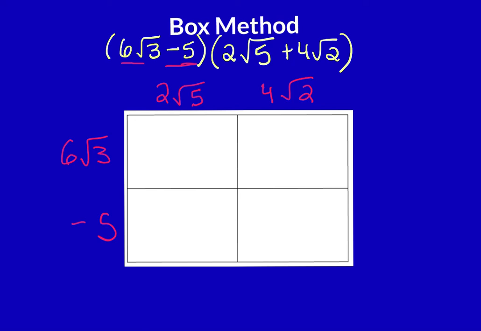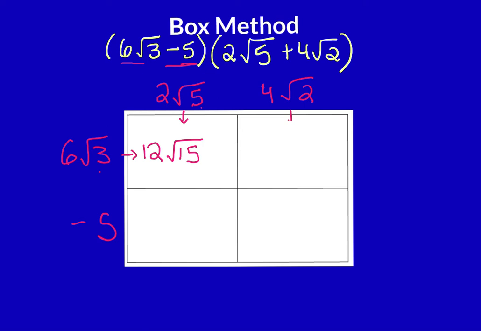It's kind of like a multiplication chart. To fill in this box, I'm going to do 2 square root of 5 times the 6 square root of 3. So 6 times 2 is 12. And then square root of 3 times the square root of 5 is the square root of 15.